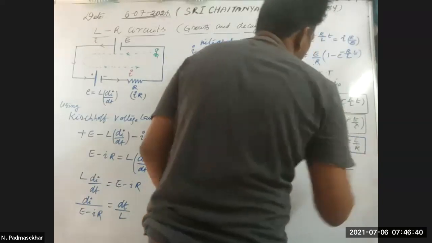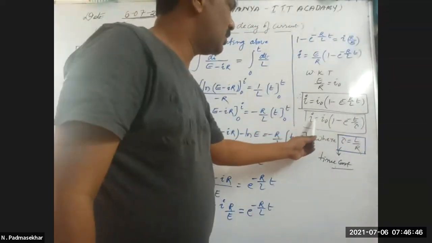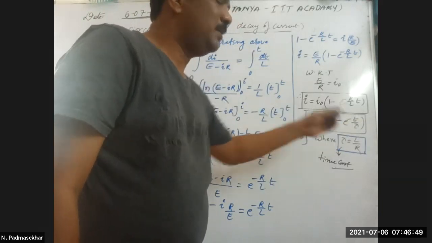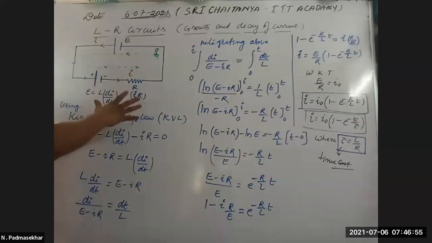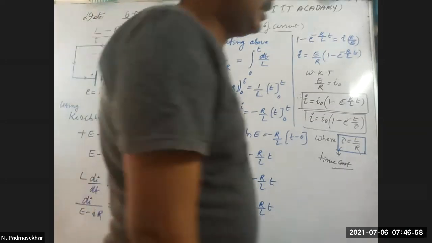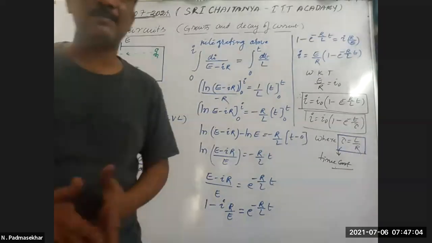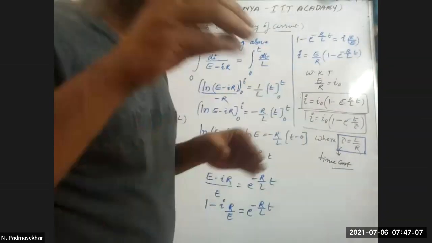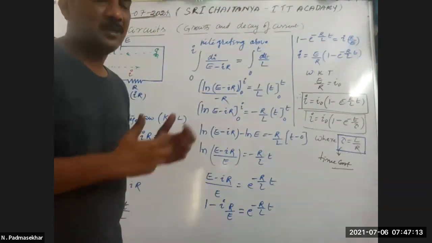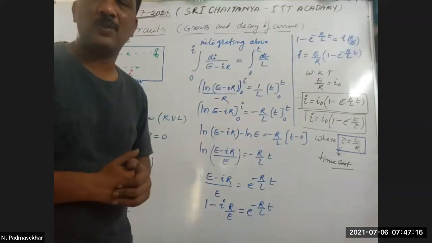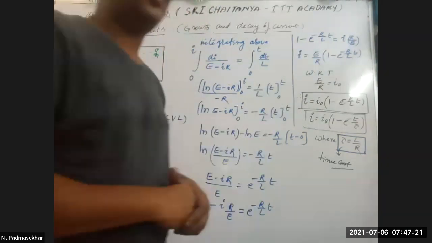I is equal to I naught times 1 minus e to the power of −t by tau. That is the current at any time in the inductor. At t is equal to 0, the current is equal to 0, and at t is equal to infinity, the current is maximum. Current is maximum means at that instant the inductor plays no role, so it is a short circuit. Only the resistor is there, so the maximum current I naught is equal to E by R.